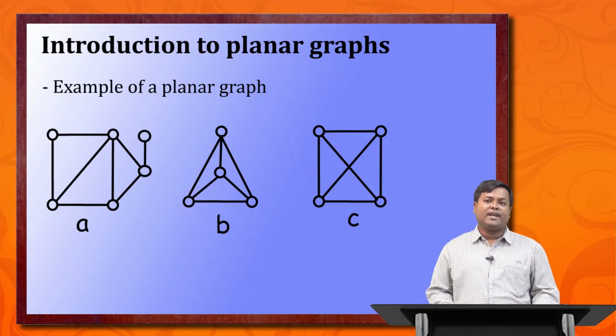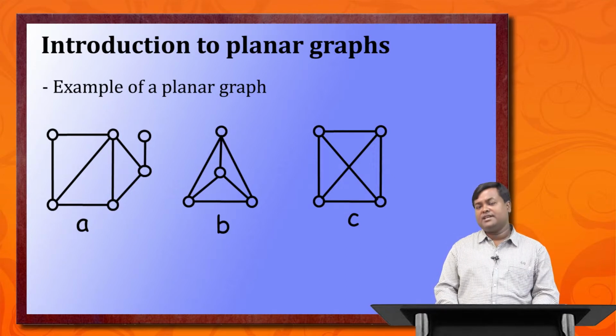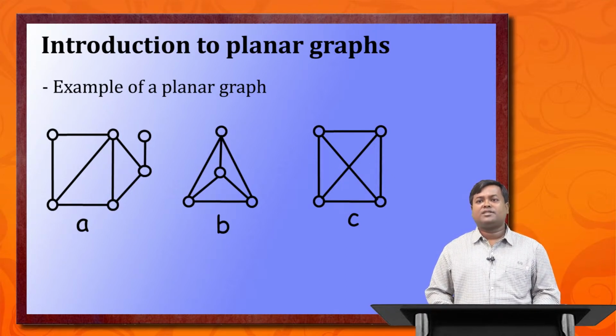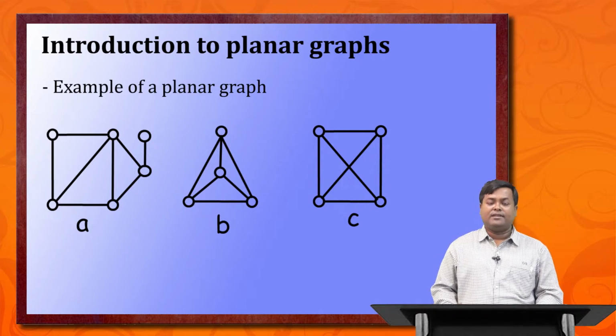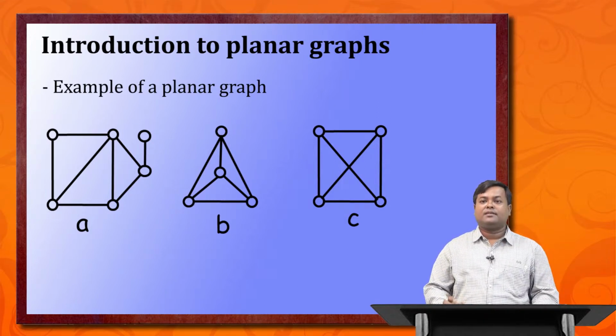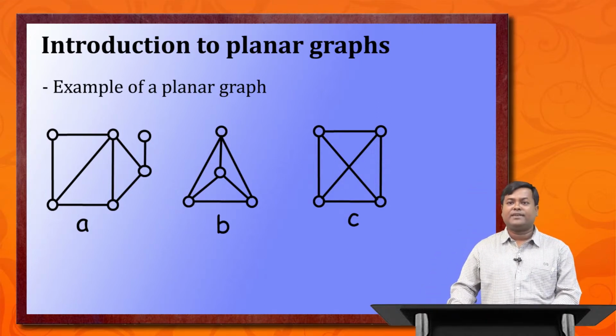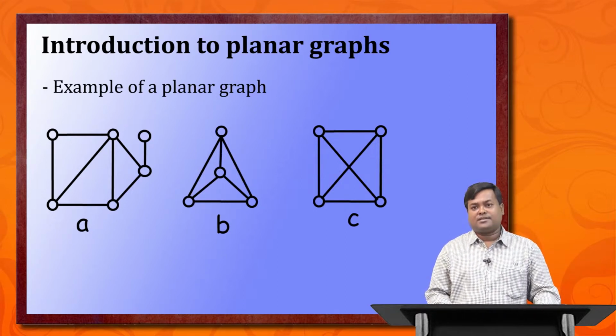Now we need to relook at it and redraw it, to see whether there is any other way to draw graph C so that the edge crossing will be avoided. So let's draw the third graph in a different manner. Oh yes, there is a way that we can draw it without the edge crossing. So it looks like it's a planar graph.